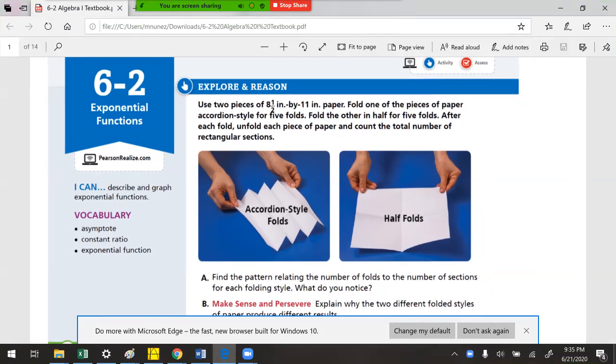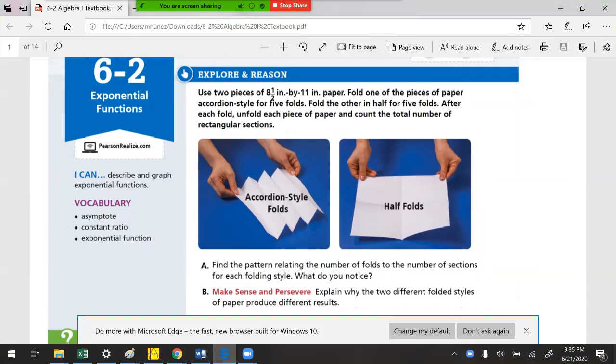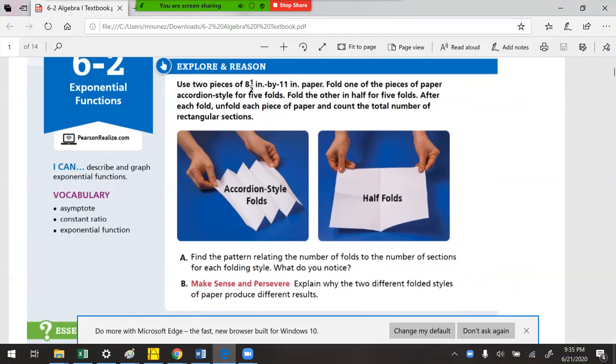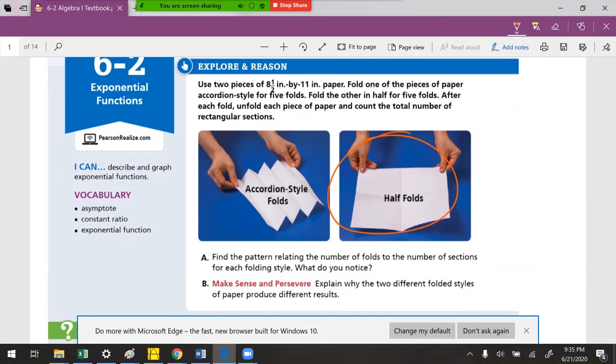6-2 exponential functions. Now we're going to talk about how to graph exponential functions. Let's talk about half folds real quick, okay? When you fold a paper in half, and in half, and in half, and in half, and in half, and in half, and in half, let's talk about the results of how many folds you would have.